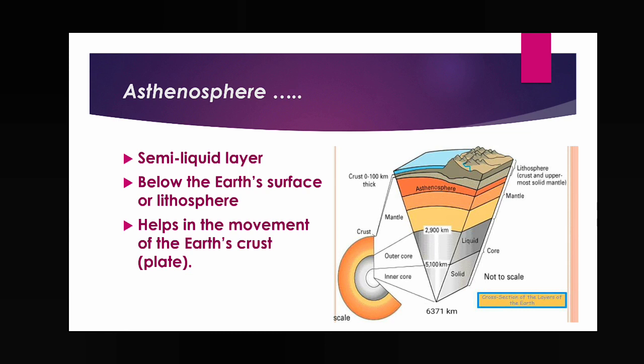And now come to the next topic, which is also required for a better understanding of today's topic, that is the asthenosphere. It is located below the solid earth crust, or solid lithosphere. It is also in semi-liquid form. It has molten rock material, that means magma.